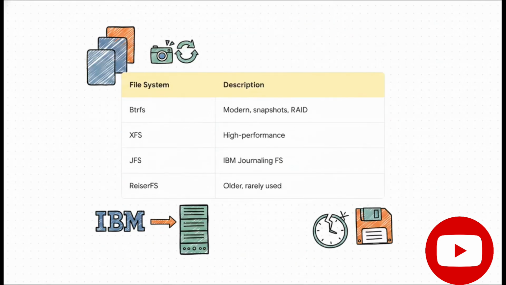But the ecosystem has specialized powerhouses too. If you need built-in RAID and instant snapshots, you're going to want a modern marvel like Btrfs. Managing massive enterprise-level storage, XFS is absolutely your high-performance workhorse. There's also JFS, developed by IBM, which is super efficient. And hey, while you probably won't see ReiserFS much anymore, it was historically a massive stepping stone for journaling tech.